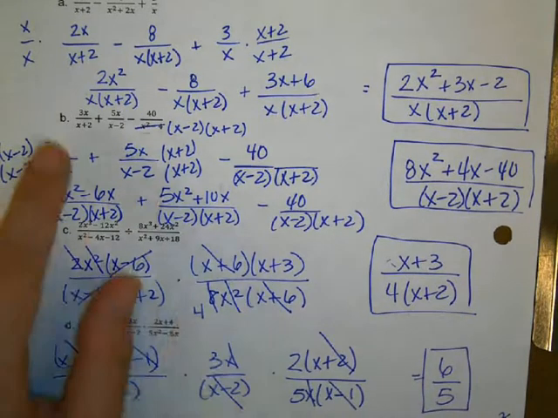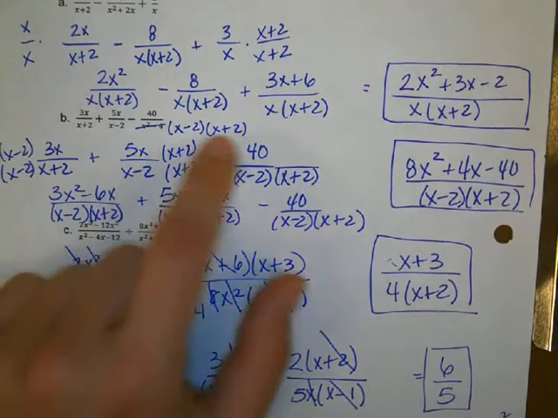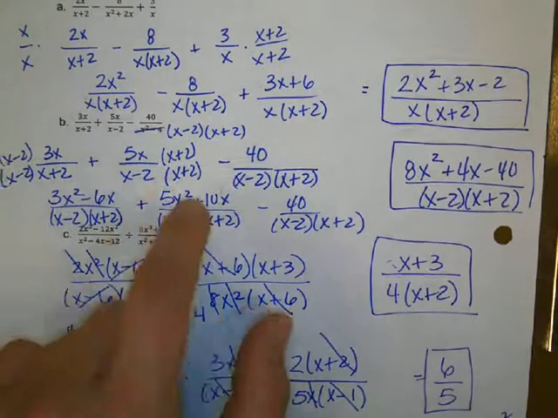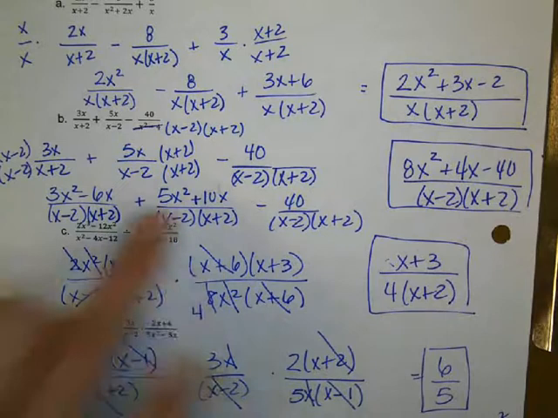Same thing for this. Factored x squared minus 4, because that's the difference of squares. Then I noticed, hey, this one needs an x minus 2, this one needs an x plus 2. Distributed the 3x through, distributed the 5x through, and then added across the top.